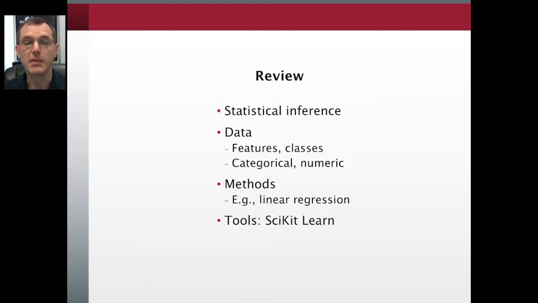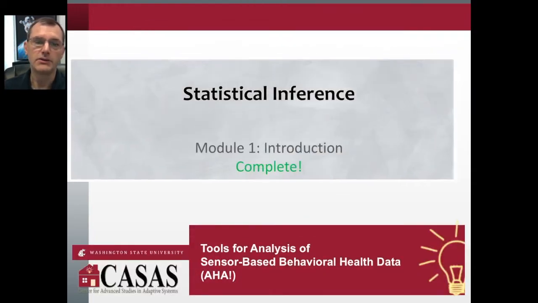So in review on this module, we started out talking about what is statistical inference and talking about the different types of data. We have features and classes, and those can be categorical or numeric. We also talked about the different methods, and that is primarily what we'll be focusing on in the rest of the course. But for now, in this part, we just looked at a simple example using linear regression. And again, the main tool that we'll be using throughout this course is the scikit-learn library. So that completes the first module. And in the coming modules, as I said, we'll be looking closer at the different methods available within scikit-learn and trying them out.